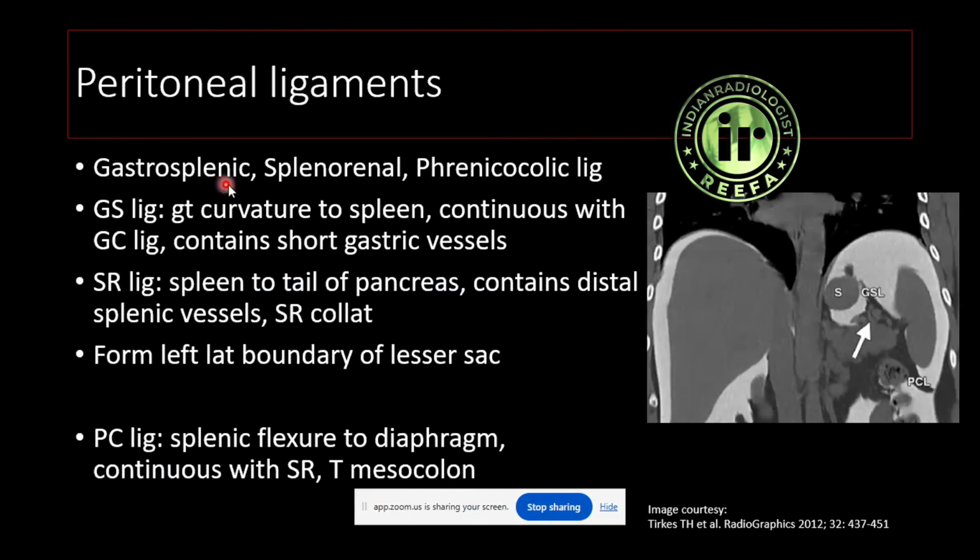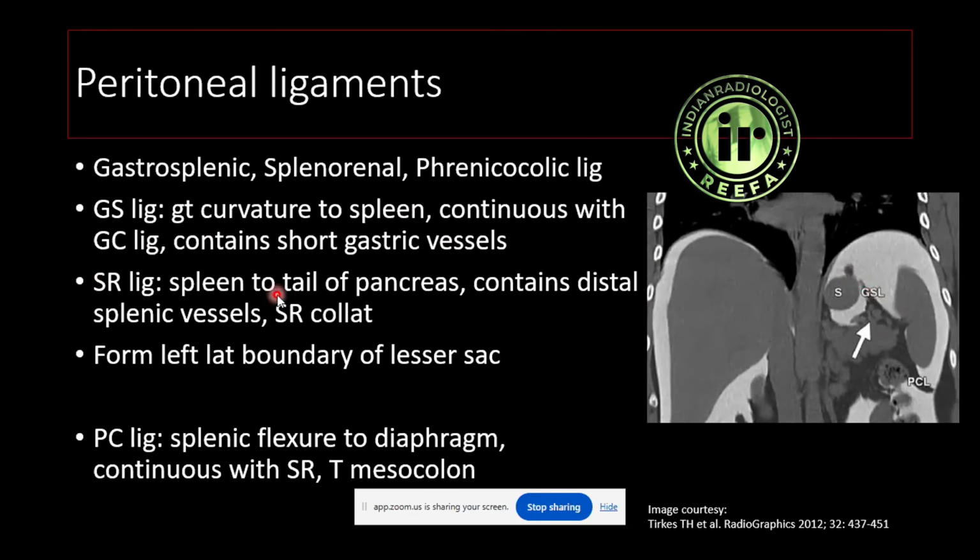Okay, let's move on to some of the other left-sided ligaments: the gastrosplenic ligament, the splenorenal ligament, and the phrenicocolic ligament. So the gastrosplenic ligament connects the greater curvature to the spleen, and it is continuous with the greater omentum or the gastrocolic ligament, and it contains the short gastric arteries. So from the stomach to the spleen, that's the gastrosplenic ligament.